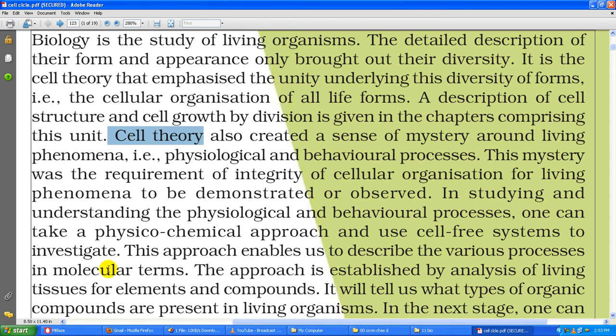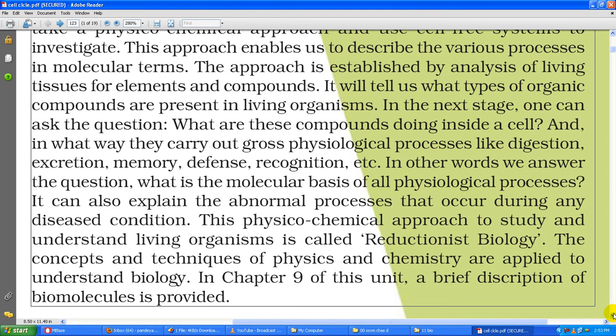In studying and understanding the physiological and behavioral processes, one can take a physico-chemical approach and use cell-free systems to investigate. This approach enables us to describe the various processes in molecular terms. The approach is established by analysis of living tissues for elements and compounds. It will tell us what types of organic compounds are present in living organisms. In the next stage, one can ask the question, what are these compounds doing inside a cell, and in what way they carry out gross physiological processes like digestion, excretion, memory, defense, recognition, etc.